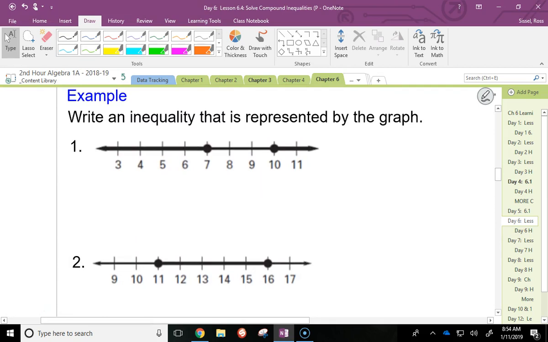Okay, so let's try this. Here's my question for you. We'll finish this up. We still have 10 minutes of class. Write an inequality that could be represented by the graph.